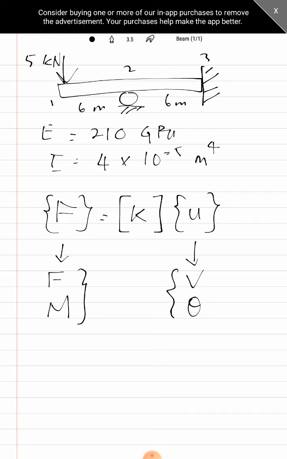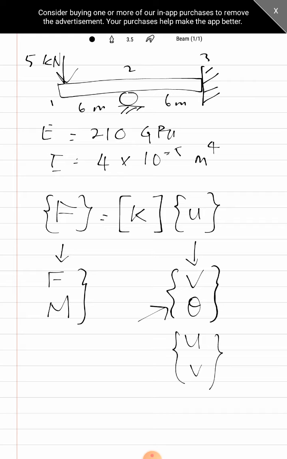Alright, okay, so if you notice, similar to truss, the DOF, or the degree of freedom, at each node for beam, it has 2 degrees of freedom. Okay, the V and the theta. Okay, for truss, you have U and V. Also, it has 2 degrees of freedom at each node.